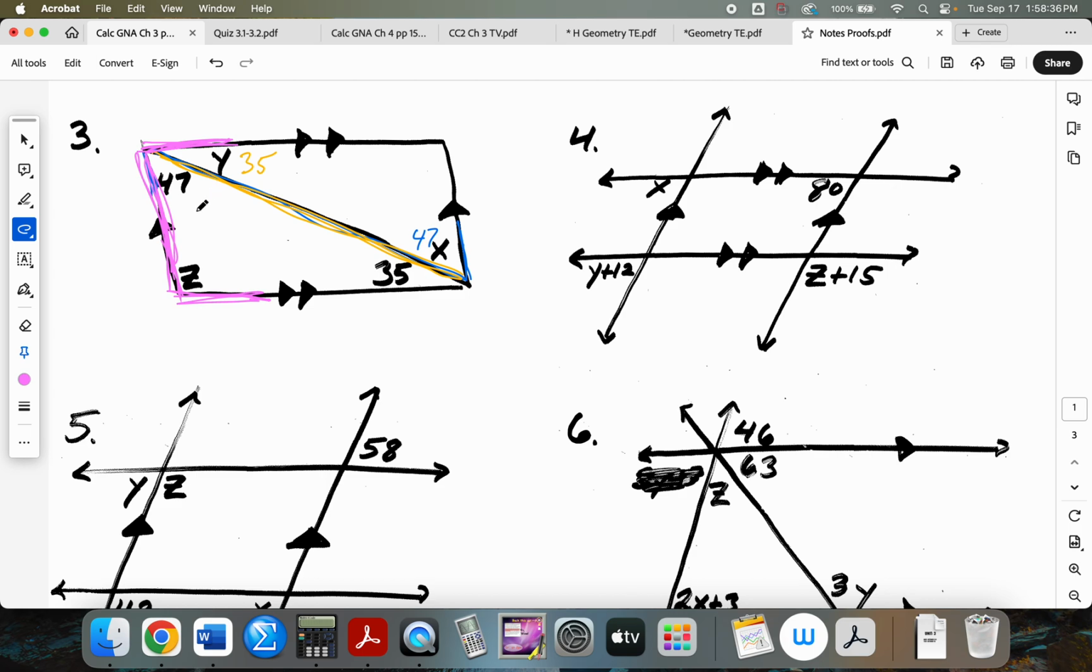This whole angle is 82. If I add the 47 and the 35 together, I get 82. And if I just look at the 82 and the Z, I think this one's a little harder to see because of this line in the middle. If that makes it hard for you to see, well, get rid of it.